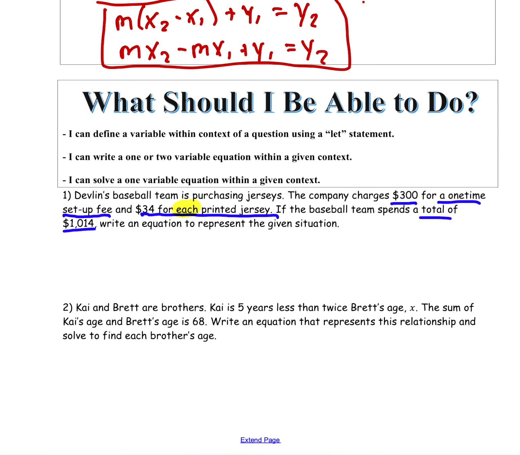So let's first write our let statement. Our let statement is going to be what our x value, our variable, is going to be, and our variable is going to be what is with the rate of change. So we know that each printed jersey is $34. So that's what our x is going to be. So our x is going to be let x equal number of jerseys.